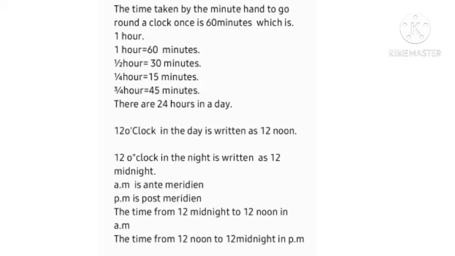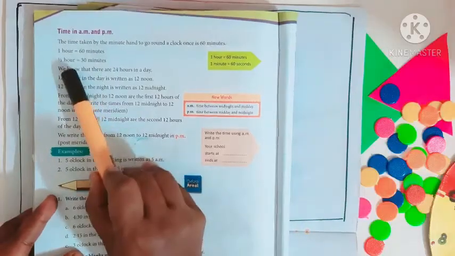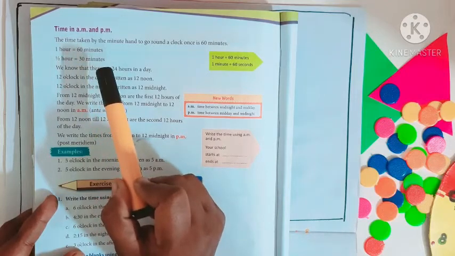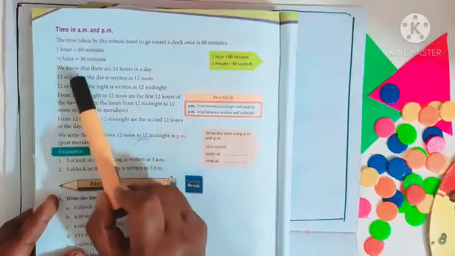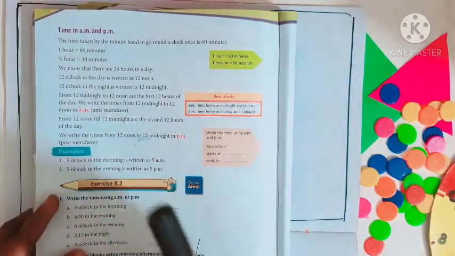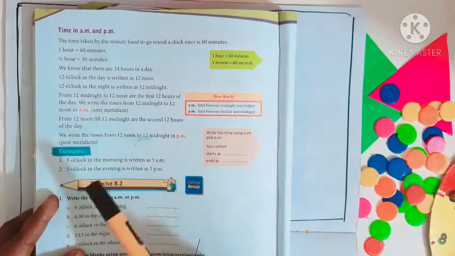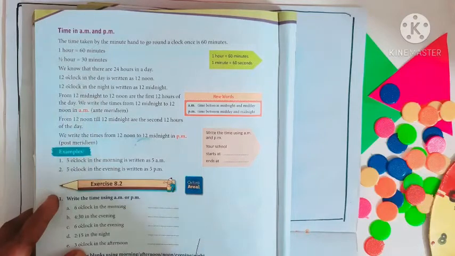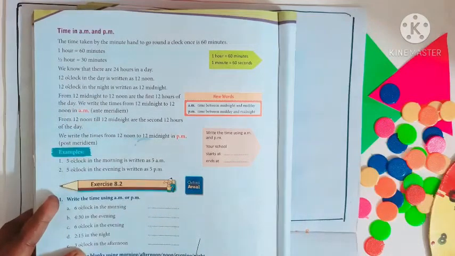Now listen. See here. 1 hour is 60 minutes. Half hour is 30 minutes. Then 3/4 hour is 45 minutes. Okay. So now imagine one day you have 24 hours. 12 o'clock in the day is written as 12 noon, and 12 o'clock in the night is written as 12 midnight. So from 12 midnight to 12 noon, it is the first 12 hours. I said before, the clock reaches 12 two times. Okay.